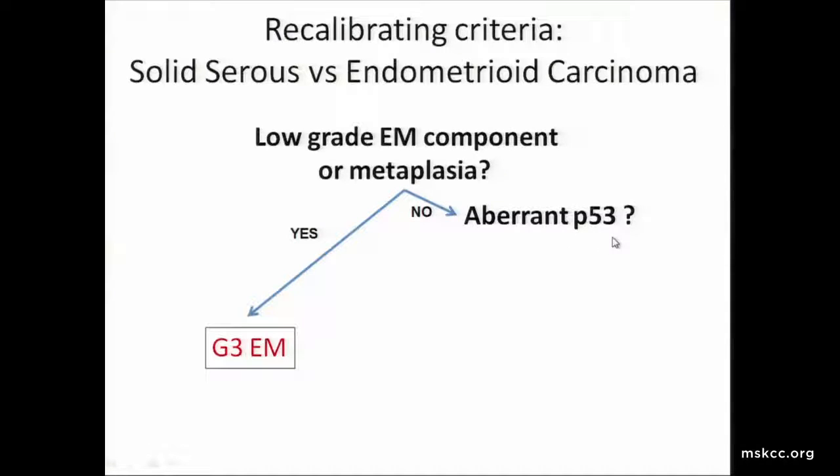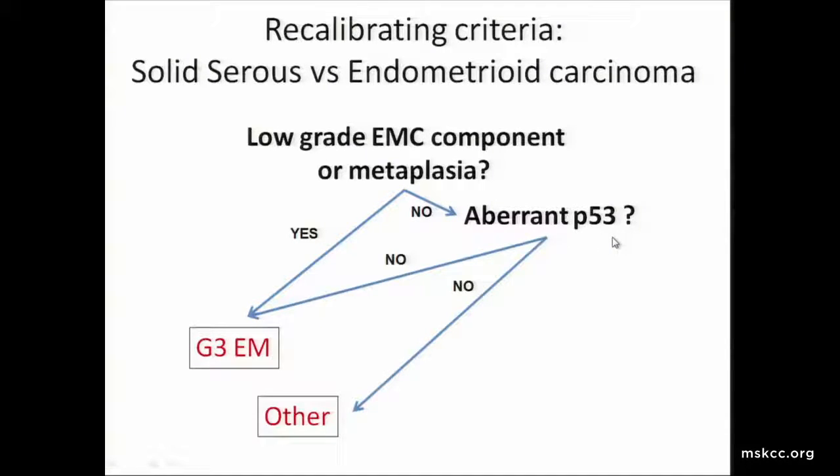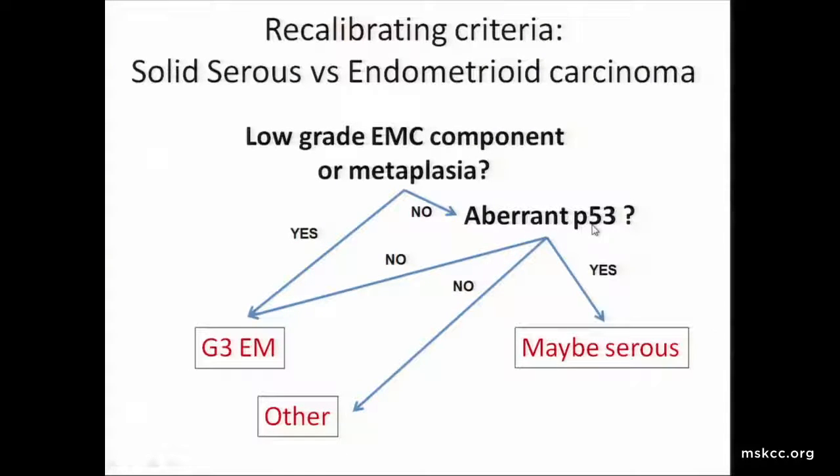And if not, we look at P53 immunohistochemistry. If there is no aberrant staining, it is likely that that tumor is either a grade 3 endometrioid carcinoma or perhaps a clear cell carcinoma. But if there is aberrant P53 immunohistochemical staining, then our suspicion for serous carcinoma increases. Now, if I had been doing this presentation 5 years ago, this box would have said definitely serous.